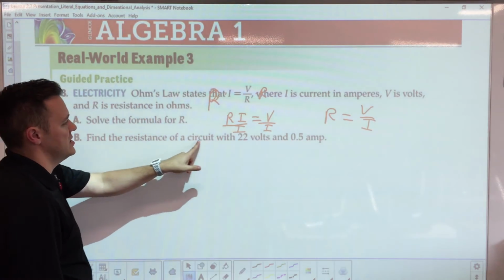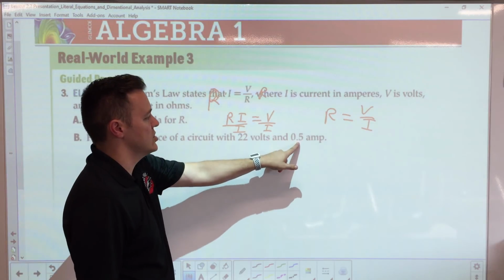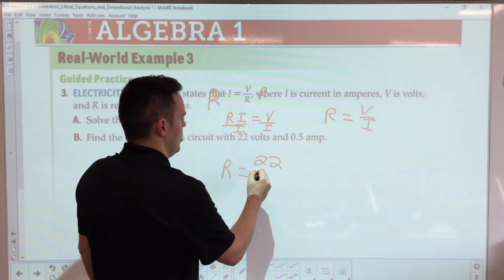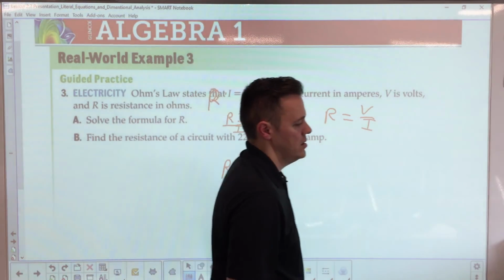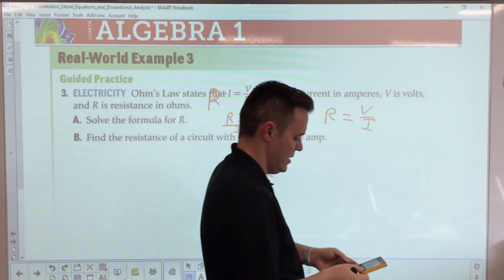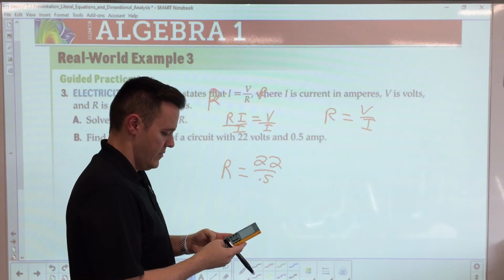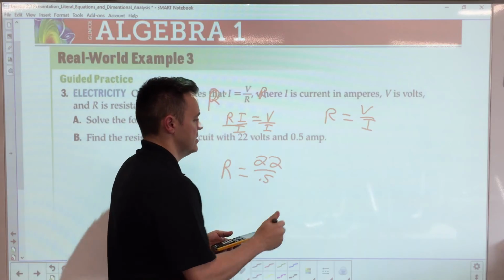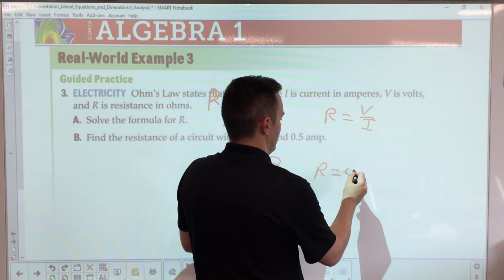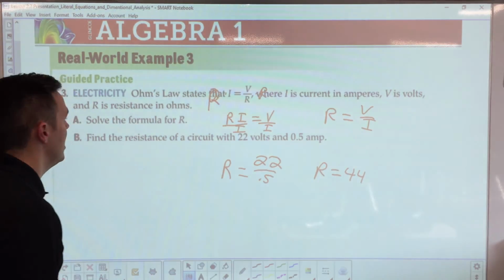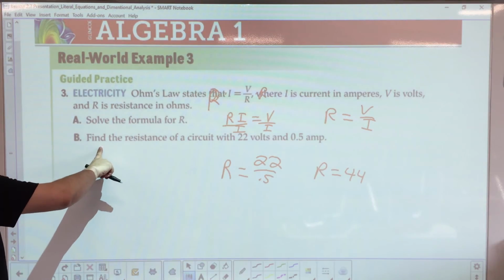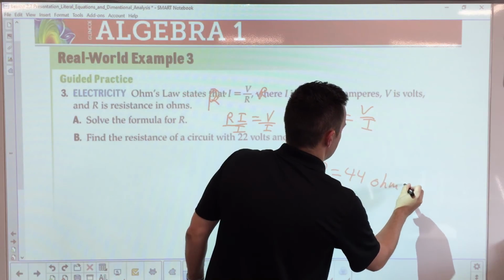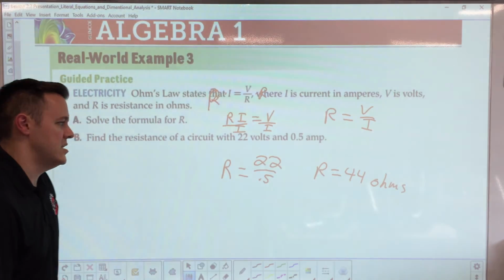Now it's asking to find the resistance of a current with 22 volts and 0.5 amps. So resistance equals 22 over 0.5. Let's put it in the calculator and let's see what we get. 22 divided by 0.5 is resistance equals 44. Now, is there any type of unit we need to have here? Resistance is 44. It's actually ohms. O-H-M-S, ohms.